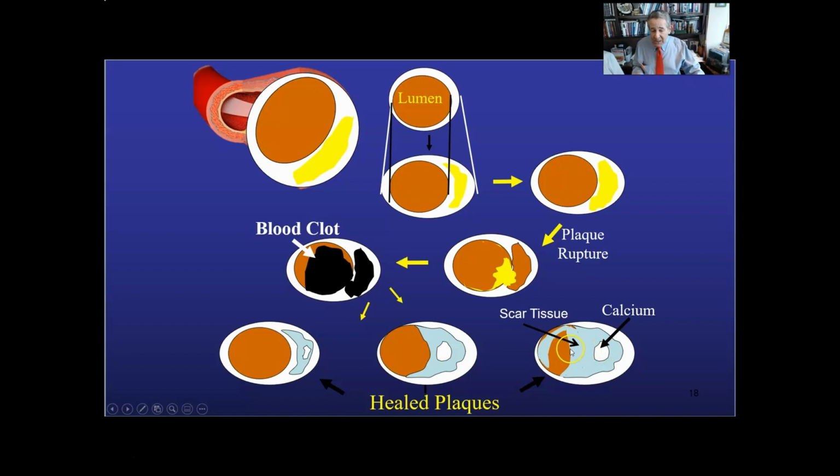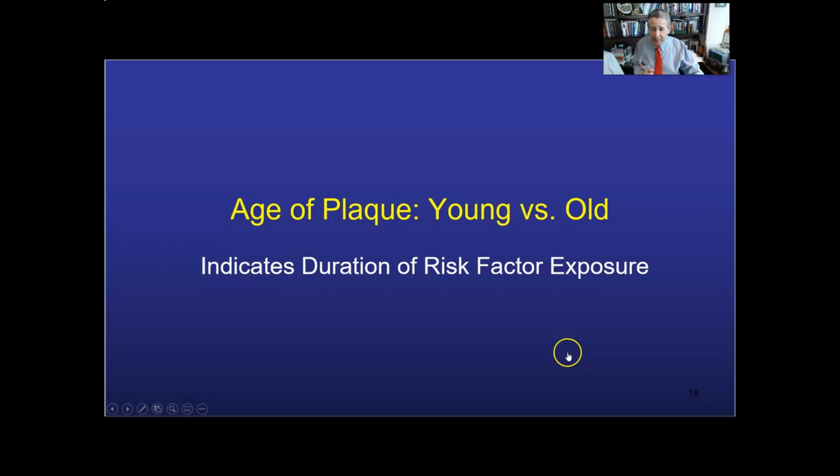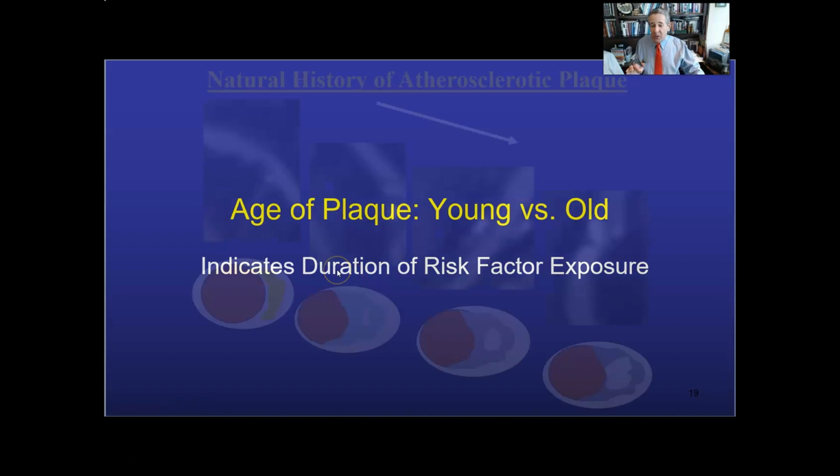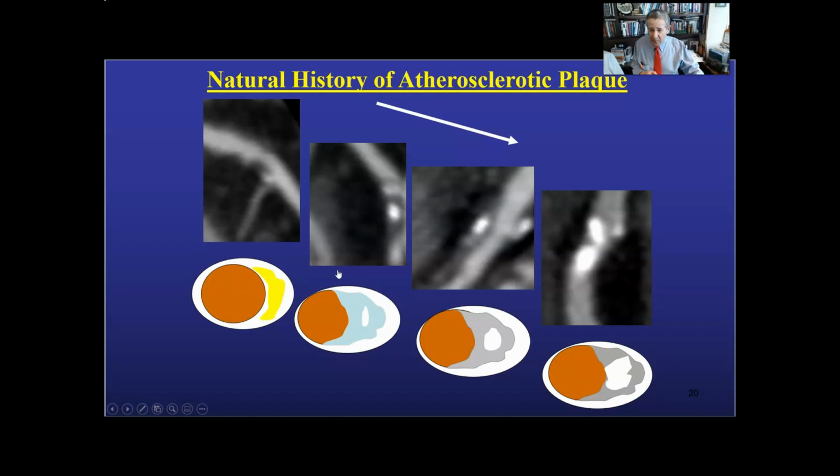And what it is, once this happens, it becomes inert. It doesn't progress. And most single vessel, 70, 80, 90% lesions don't cause symptoms. If they did, everybody would present with one vessel disease. So what about the age of plaque? Which indicates the duration of risk factor exposure.